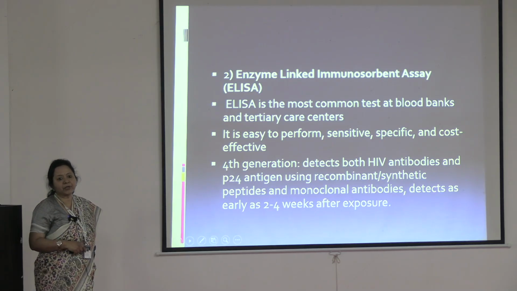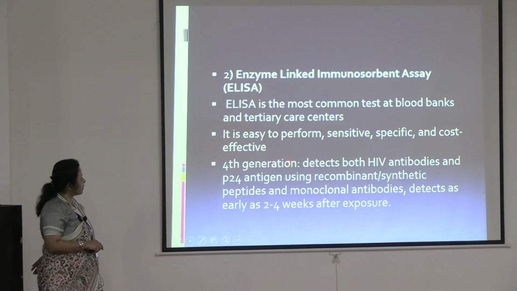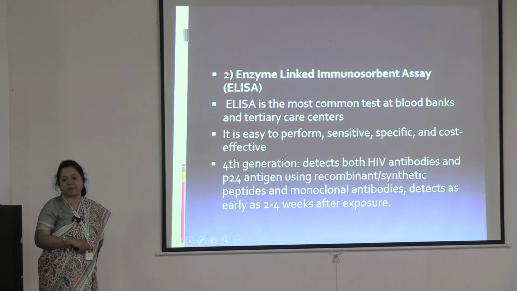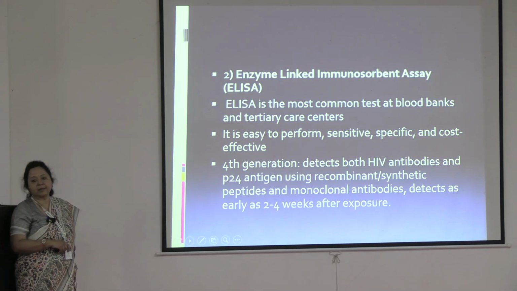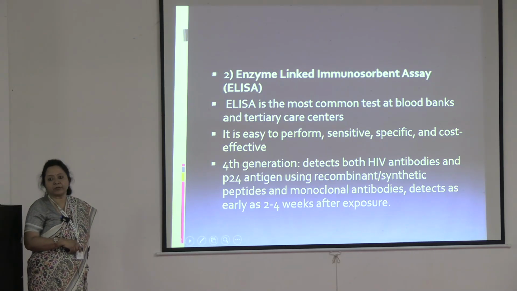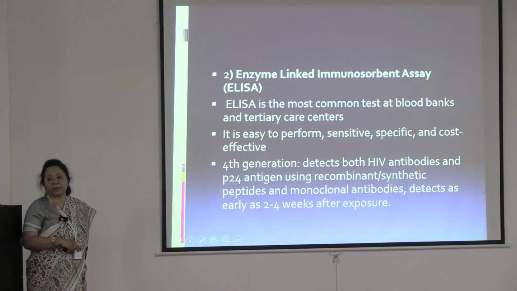And the P24 antigen can also be detected in 4th generation ELISA. The ELISAs that are used in our blood banks are 4th generation ELISA. In this, the P24 antigen is also incorporated. So you can detect it even in the window period. Okay, we'll go and see the window period thing.